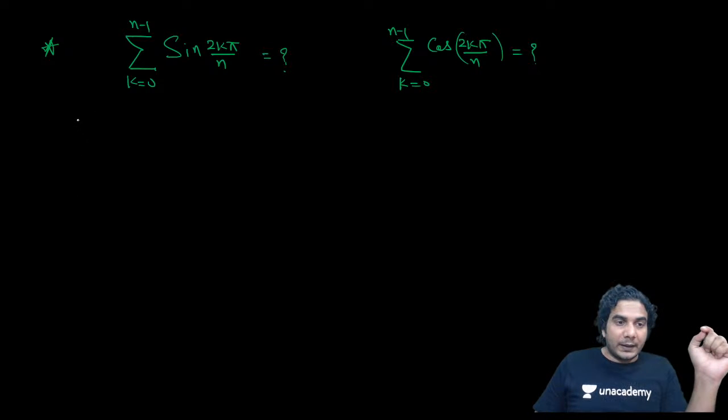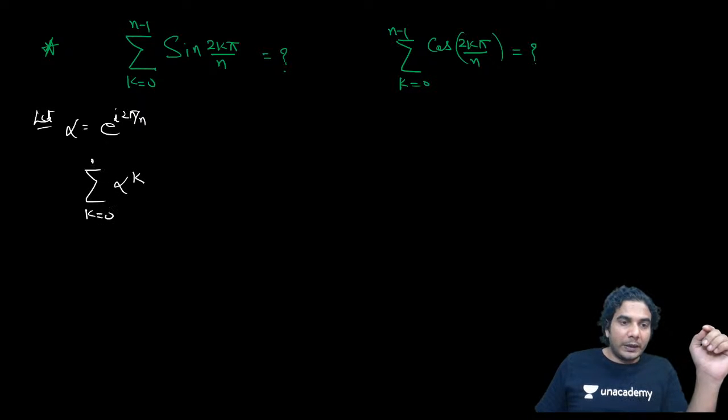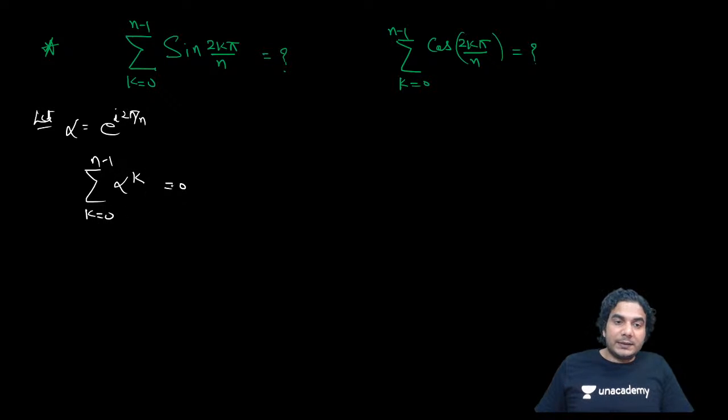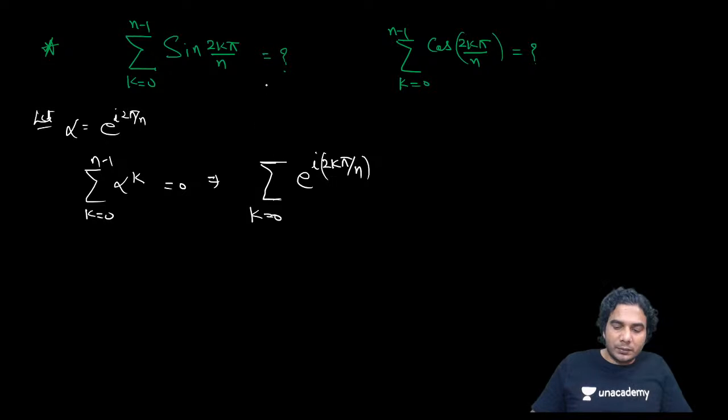We know that, let alpha is equal to e raised to i 2 pi by n. Okay, 2 pi by n. That means alpha is an nth root of unity. Then we know that sigma of alpha raised to k from 0 to n minus 1, 1 plus alpha square and so on up to alpha raised to n minus 1, will be 0. Sum of all the roots of unity is 0. Then write this in Euler's form, e raised to iota 2k pi by n, k from 0 to n minus 1, is equal to 0.